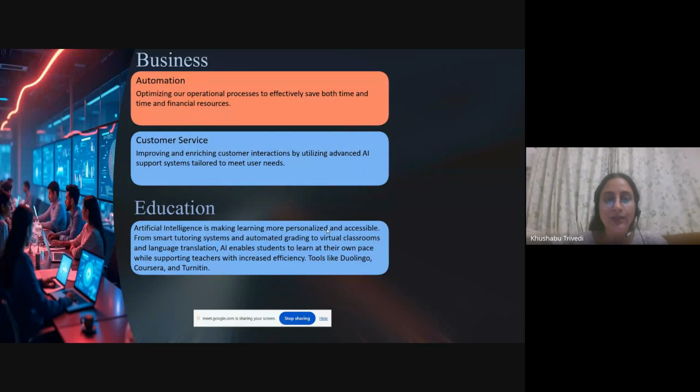In the education industry also, AI is making learning more personalized and accessible, from smart tutoring systems and automated grading to virtual classrooms with language translation. So students can learn at their own pace, right? And it supports teachers with increased efficiency. For example, we are using Turnitin in the field of education.